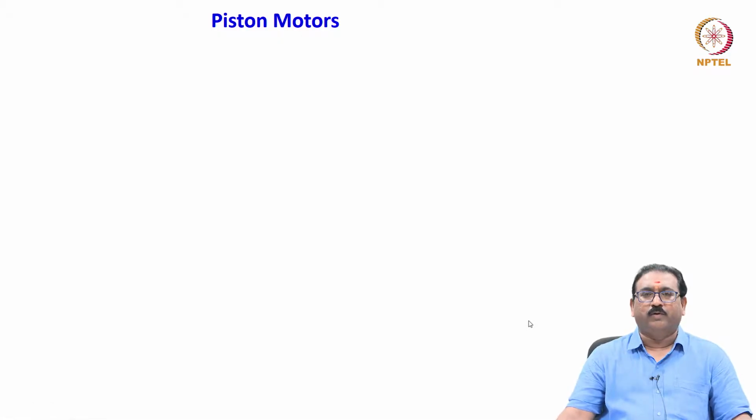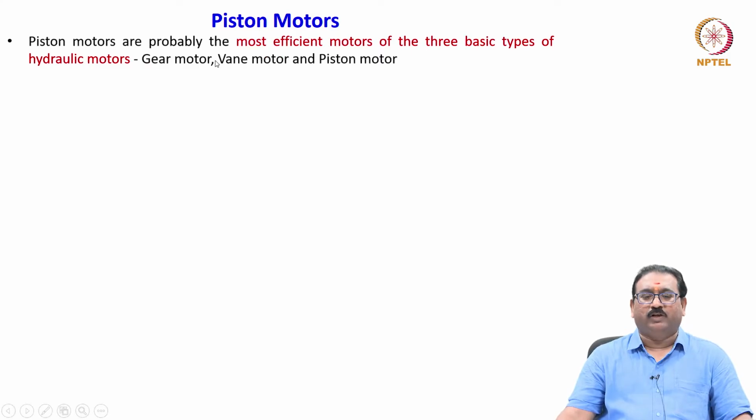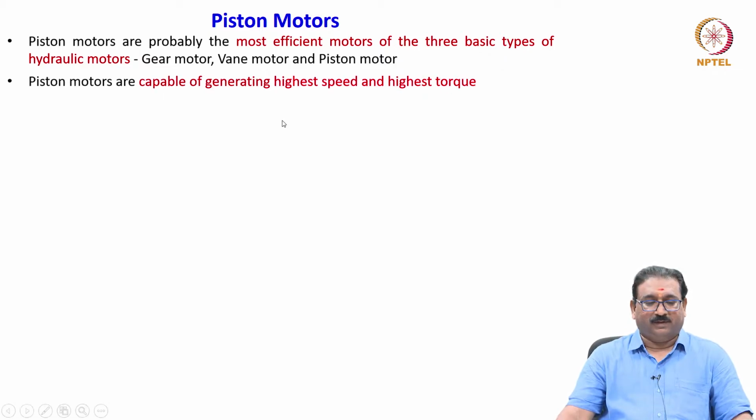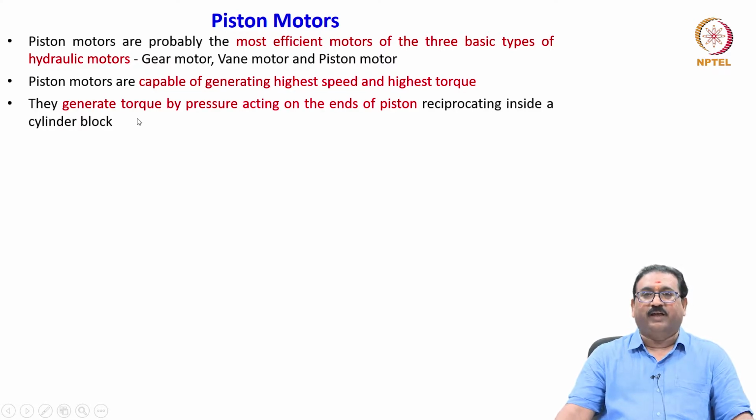Now we will move on to piston motors. Piston motors are probably the most efficient motors of the three basic types of hydraulic motors. Piston motors are capable of generating the highest speed and highest torque. They generate torque by pressure acting on the ends of the pistons reciprocating in a cylinder block.